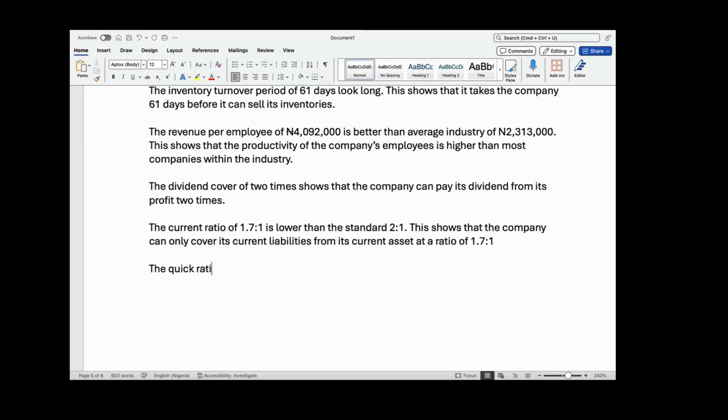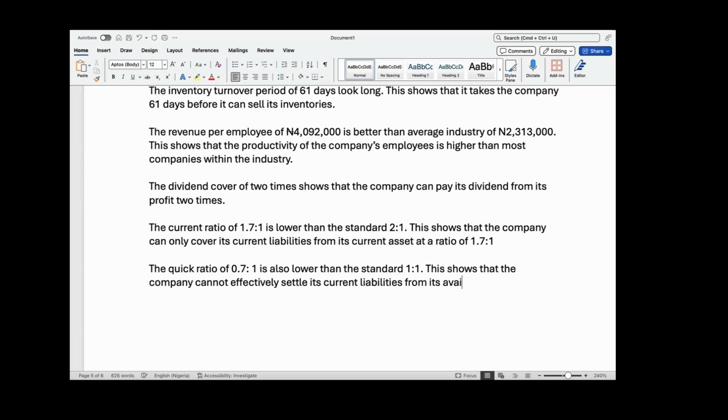The quick ratio of 0.7:1 is also lower than the standard 1:1. This shows that the company cannot effectively cover or settle its current liabilities from its available liquid funds.